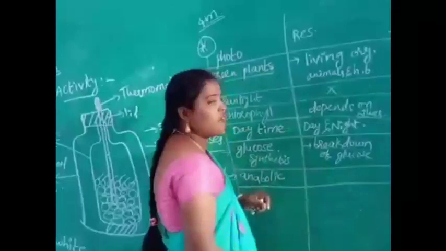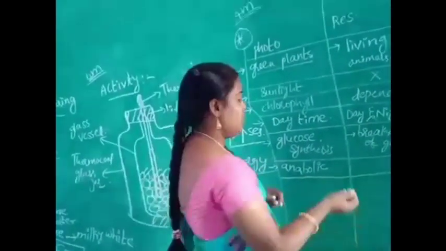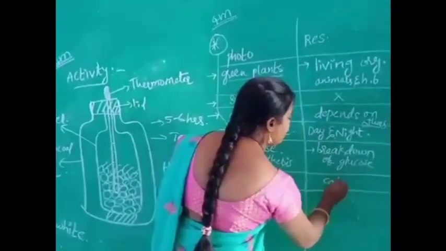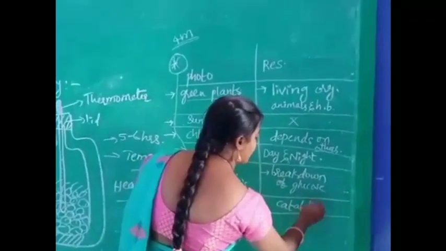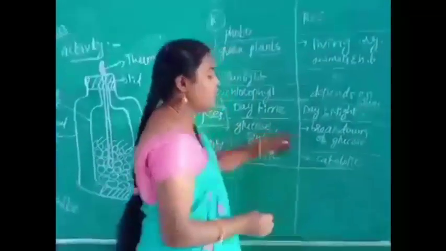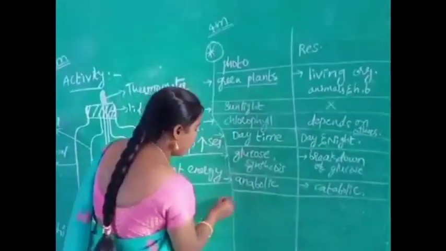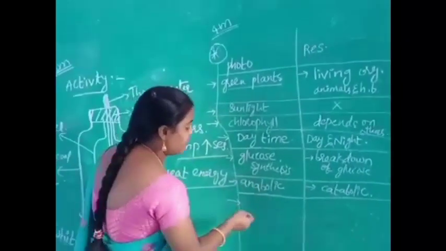Here breakdown of glucose molecules takes place. That's why this process is called catabolic process. Okay, here what happens now?